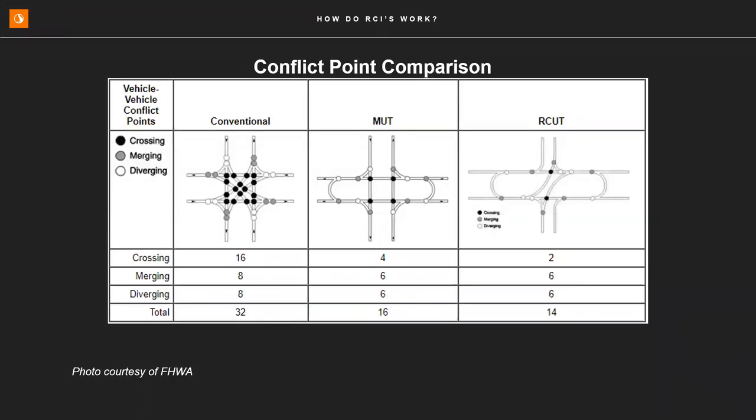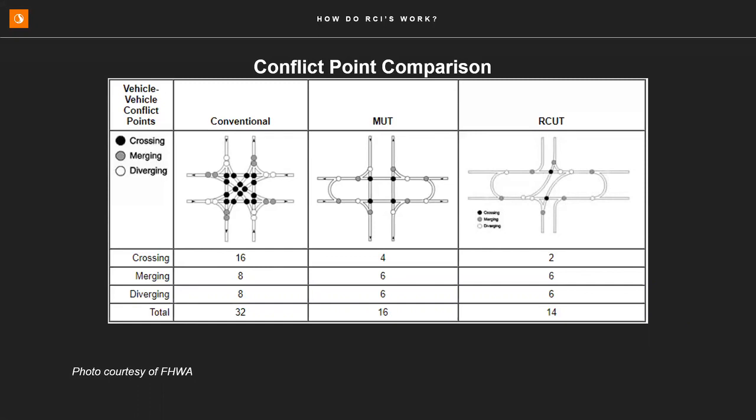So this figure summarizes the past few slides about conflict points and also introduces the median U-turn intersection for comparison. This intersection is in its truest form. There are some intersections in Tucson, Oracle and Ina, and along Grant Boulevard that still allow the mainline left turns in addition to the through and right turn movements for all approaches.